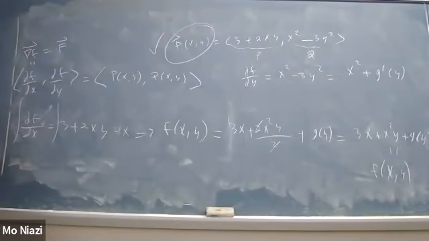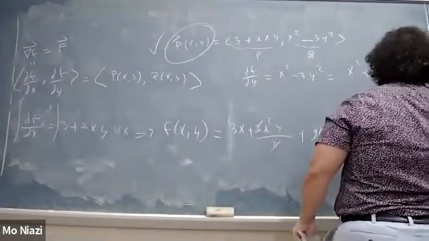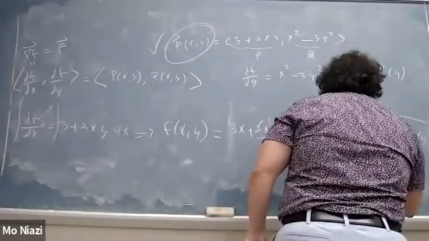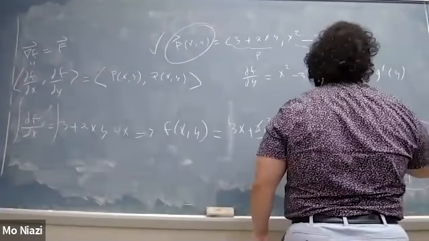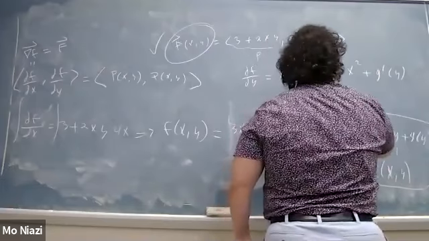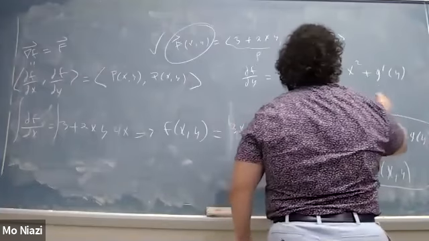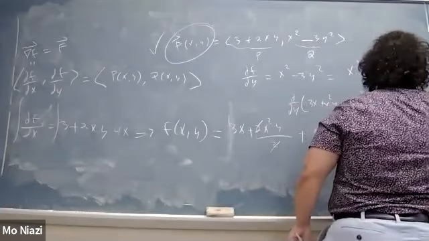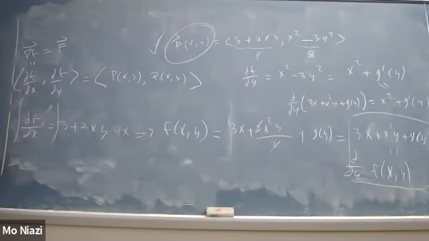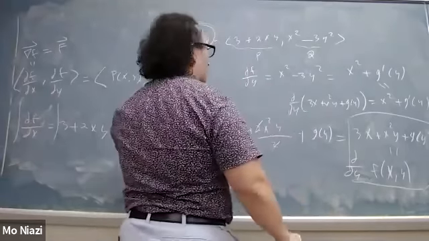How do we know that? Oh, that's because we found our f of xy right here. If we took partial y of this, that's the same thing as taking partial y of this. And partial y of this makes this become equal to that. Aha! So what does that mean? Well, that means g prime of y is that negative 3y squared.